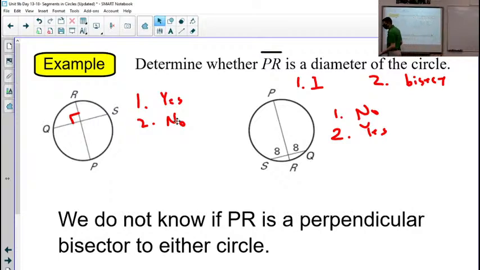So we cannot determine diameter because we don't have both perpendicular and bisector for either one. So those are kind of using the theorems and properties that we have on those.